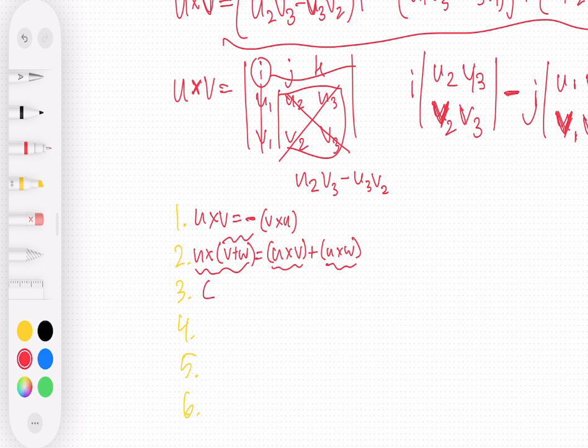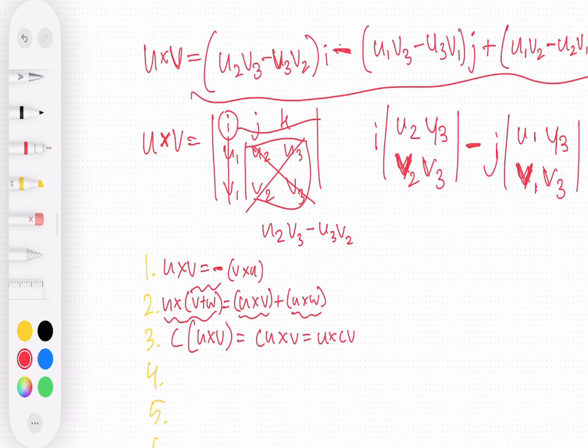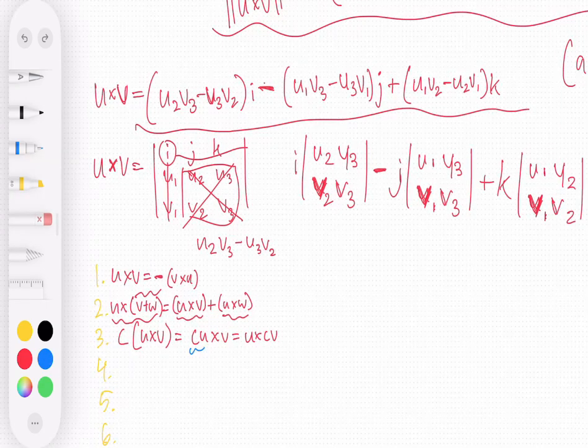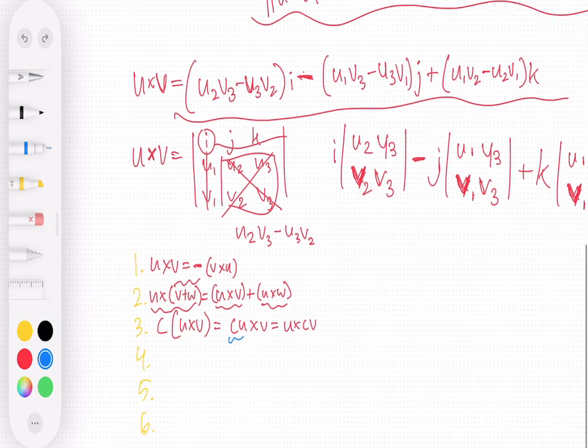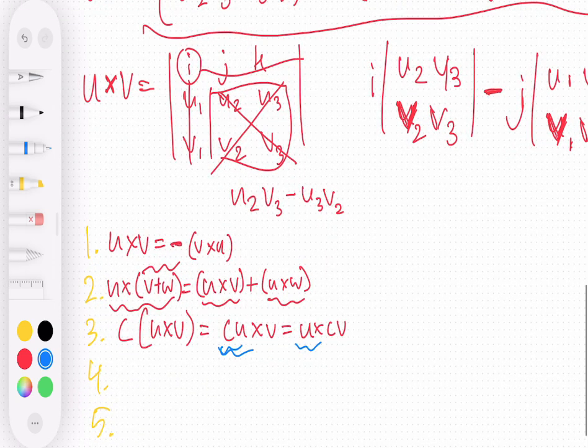And then this one's also very easy. (cu) cross v equals c(u cross v) equals u cross (cv). This makes sense because this c right here would just become a coefficient in every single term, and you'd eventually just get to pull it out over here outside all of them. After that, you could put a big parenthesis around everything and say times c. So you can distribute that c to whichever vector, or you can just put it out here.